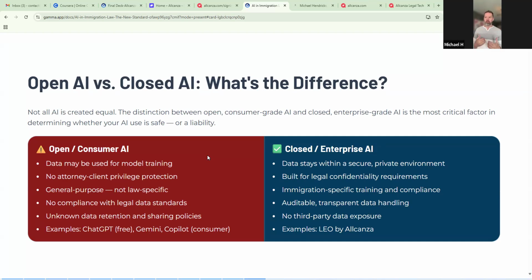Immigration-specific training for this one, and compliance, auditable, transparent data handling. Where does it go? Ours, for instance, is on a server in Iowa. And it's all encrypted. It's encrypted at rest. And the data is on cloud, so there's just the API pull. APIs are protected as well. So, no third-party data exposure. And of course, the example is Leo by Alcanza. I don't know any other ones that are working the same way, right?